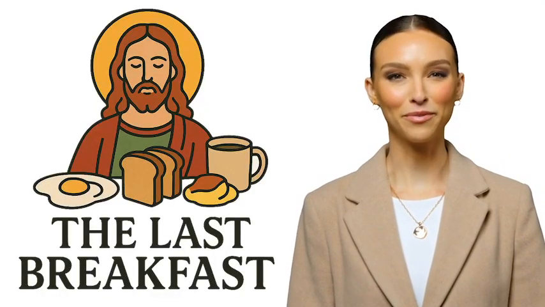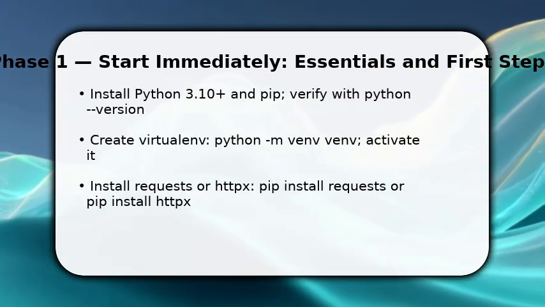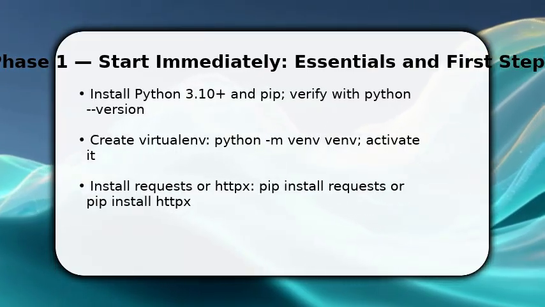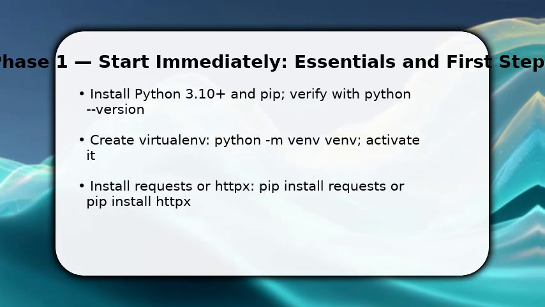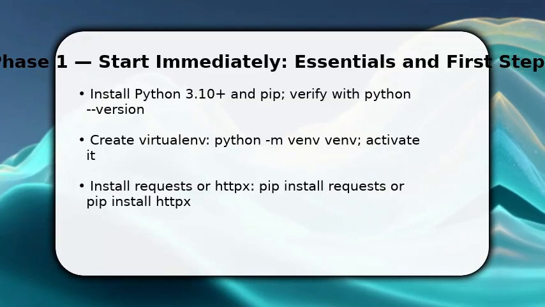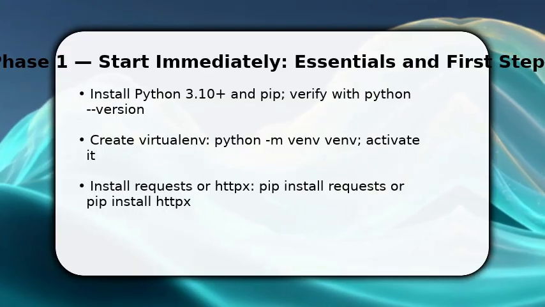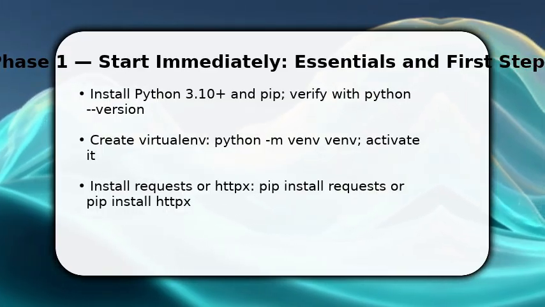Please enjoy the video. You start by confirming the essentials, Python 3.10 or newer, and pip. Once done, create and activate a virtual environment to isolate dependencies. Then install a simple HTTP client like Requests or HTTPX. This gives you a familiar API for GET and POST.